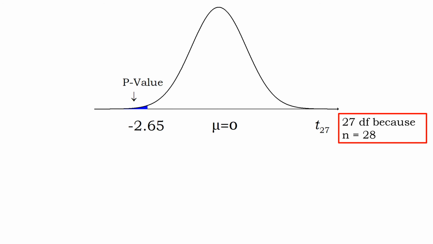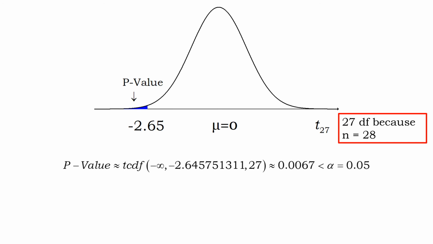The formula sheet tells us n-1 degrees of freedom when we use this formula. This is a left-tailed test, is what we determined a minute ago, which means the p-value is the area to the left of our test statistic. So I'm going to use my TCDF because I have a t-score. The area to the left of, and again, inside the TCDF, I'm using the full negative 2.645751311. Don't shortchange or round that.